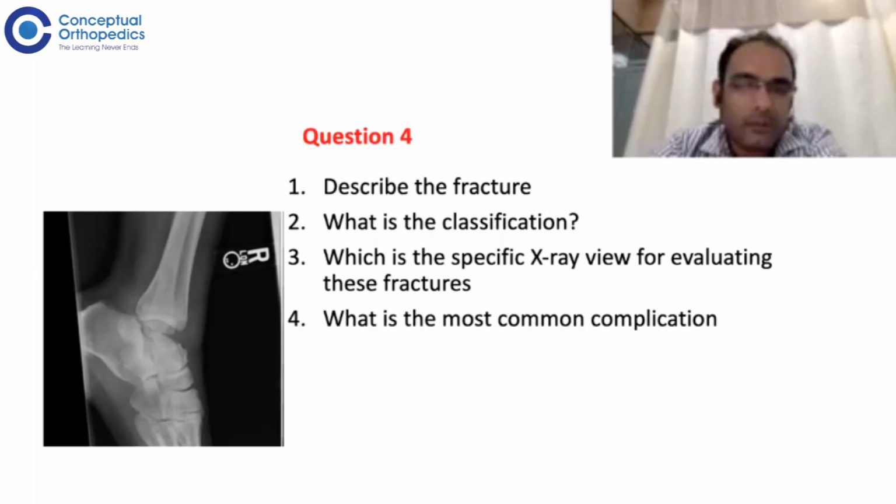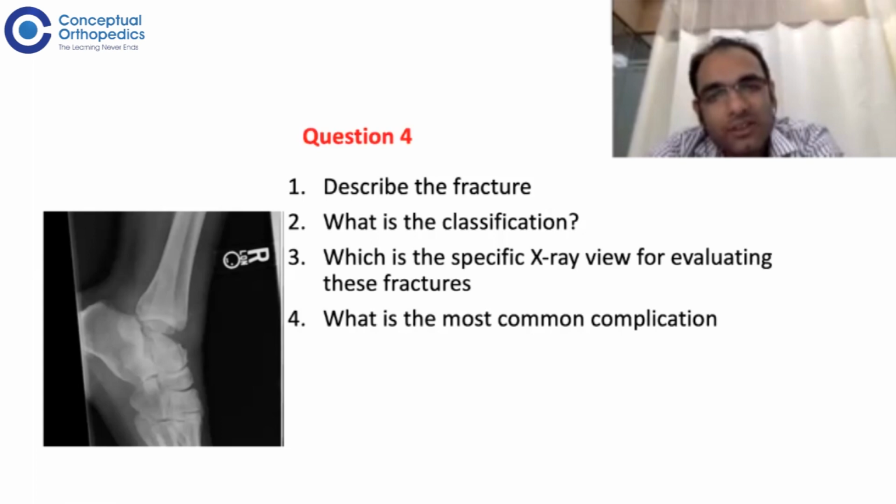Talking about classification, when I'm describing the fracture, I've already enumerated the facts that we need to know while describing the classification of this fracture. The classification that we use is the Hawkins classification, which is divided into type 1 to type 4. As the type increases, the severity of the injury increases as well. Type 1 is an undisplaced fracture with no dislocation, type 2 has a subtalar joint dislocation, type 3 has an associated tibiotalar dislocation, and type 4, which is the most severe of all, will have an associated talonavicular joint dislocation as well.